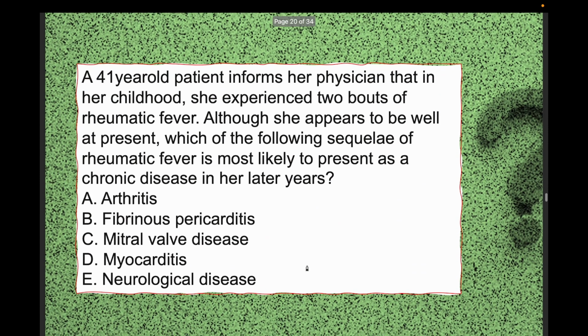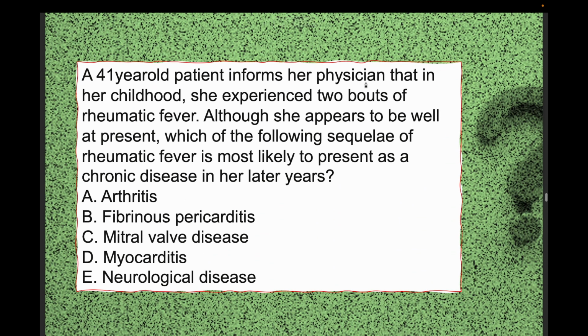نجي هسه هذا السؤال. A 41-year-old informs her physician that in her childhood she experienced 2 bouts of rheumatic fever. Although she appears to be well at present, which of the following of rheumatic fever is most likely to present as a chronic disease in her later years? Arthritis, it's more of an acute one. Fibrinous pericarditis, acute inflammation, fibrinous type. Myocarditis, ما له علاقة. Neurological diseases, ما له علاقة.